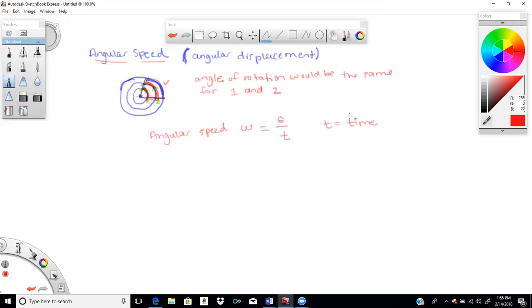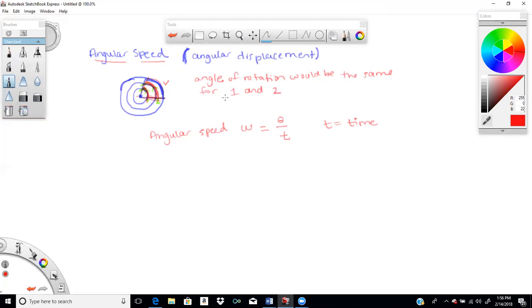All right, so we want to look at an example. Let's look at the linear speed, because the problem I'm going to give you is 81, and we have to find the angular and the linear speed. So let me talk about the linear speed first.